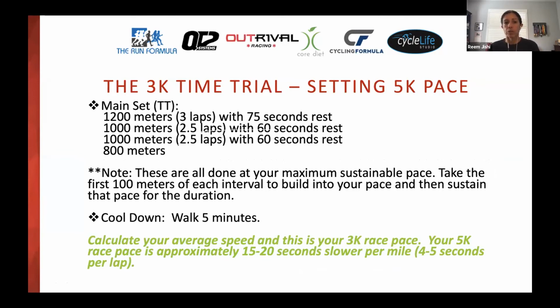And again, you can translate this to the road. You're going to be running faster on the track, but to convert from 3K pace to 5K pace is about 15 to 20 seconds slower per mile. So that's just another way to back into what your 5K pace would be.